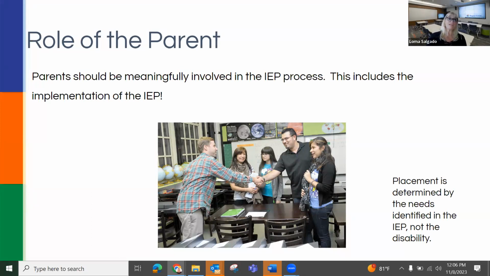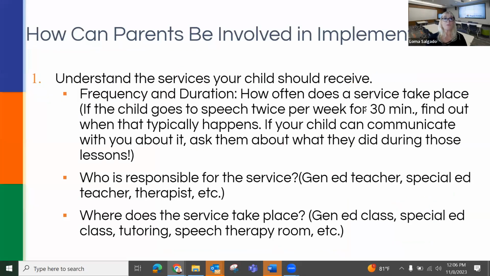So every kid with dyslexia doesn't get XYZ, and every kid with autism doesn't get this, or every child with an intellectual disability doesn't go to a self contained program. Remember that there really is an I in IEP and it's individual and it's about your child's individual needs. And so that's how each of those meetings should be approached.